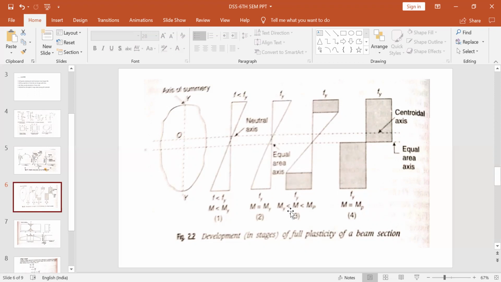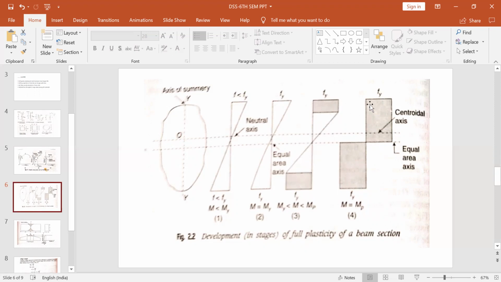Once it crosses the yielding moment and lies somewhere between the yielding moment and the plastic moment, then what happens is the extreme fiber has reached the plastic stage. The extreme fiber has already reached the plastic stage, but the other fibers are still in the elastic stage. So it is a combination of elastic and plastic. That means this portion, drawn in the black shaded area, has already yielded and is in the plastic state. And the triangular portion is still in the elastic state. So it is a combination of elasto-plastic.